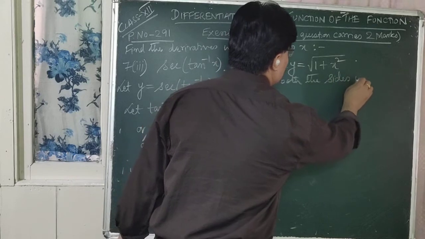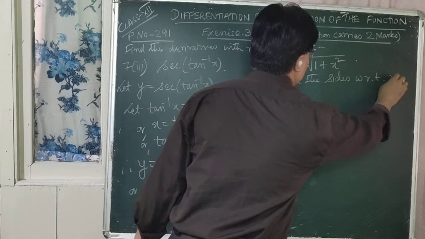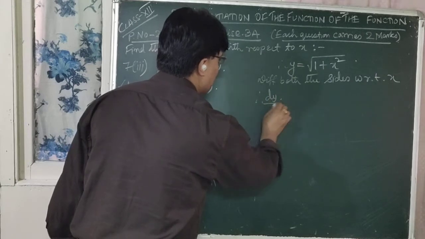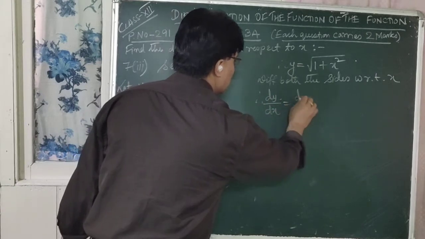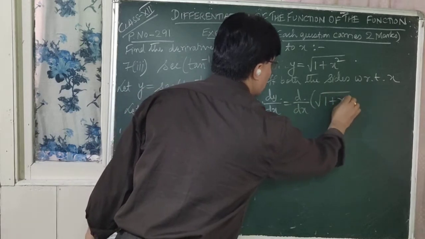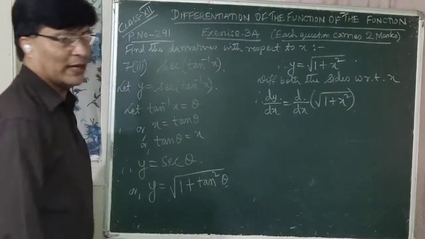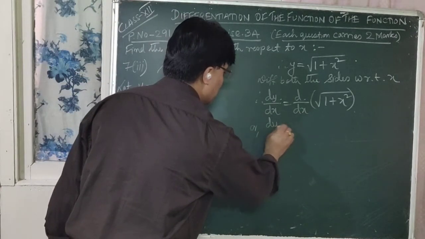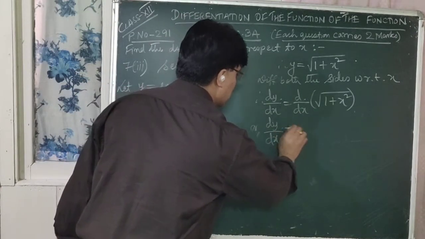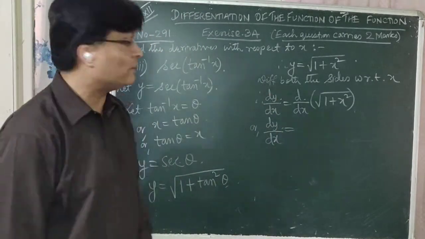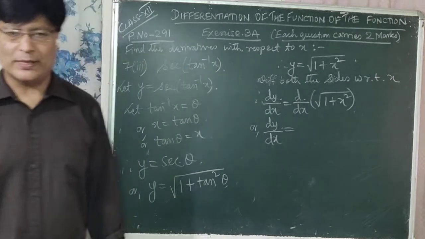Differentiating both the sides with respect to x. Therefore dy by dx is equal to dy by dx of within bracket root under 1 plus x square. So on the left hand side, write down dy by dx. Now how can you differentiate dy by dx of within square root 1 plus x square?